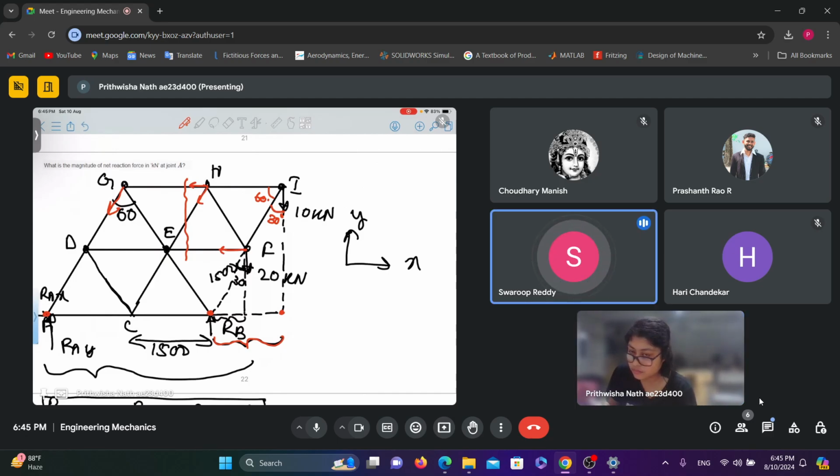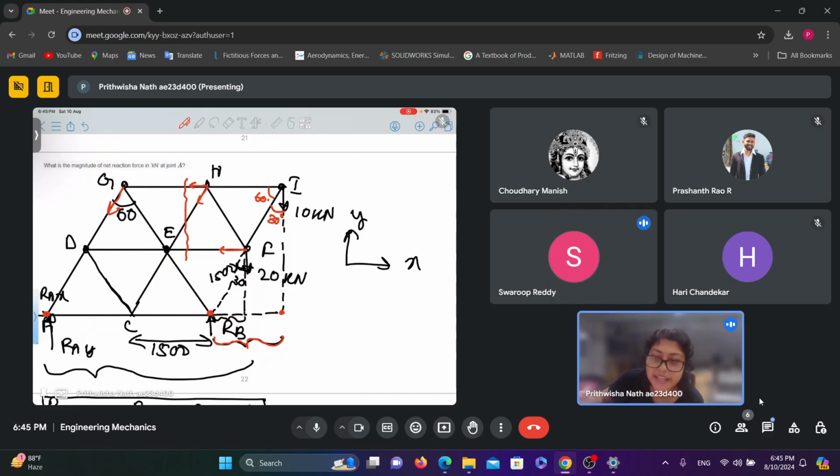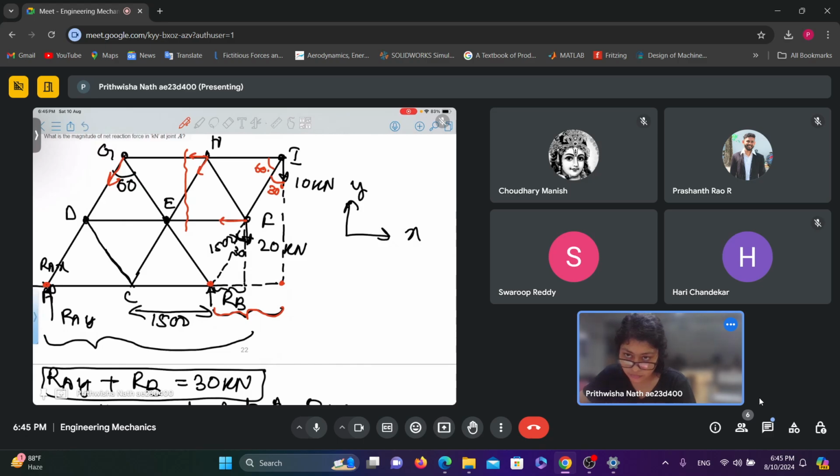Yes, ma'am, but you are assuming all are tensile, ma'am. All tensile forces are acting, ma'am, at that point. I am making a cut in this section and I am just separating them. Okay, ma'am, but all are acting outward toward the point, ma'am. So I am assuming that. Okay, I'll get the final answer by solving, right? Okay.